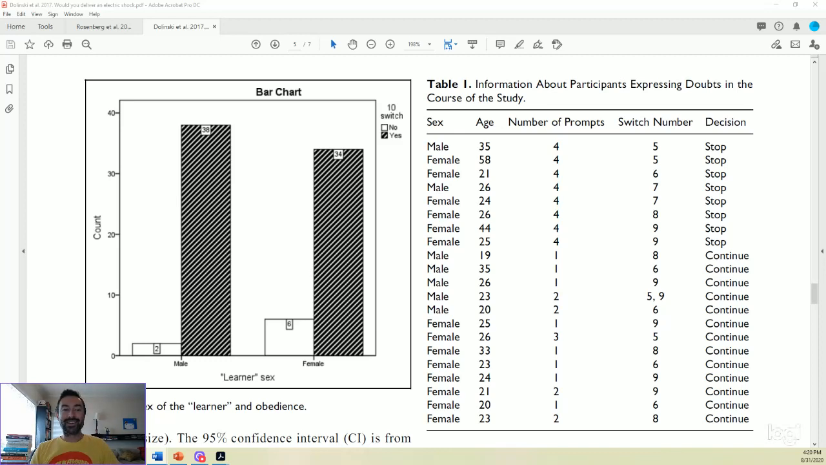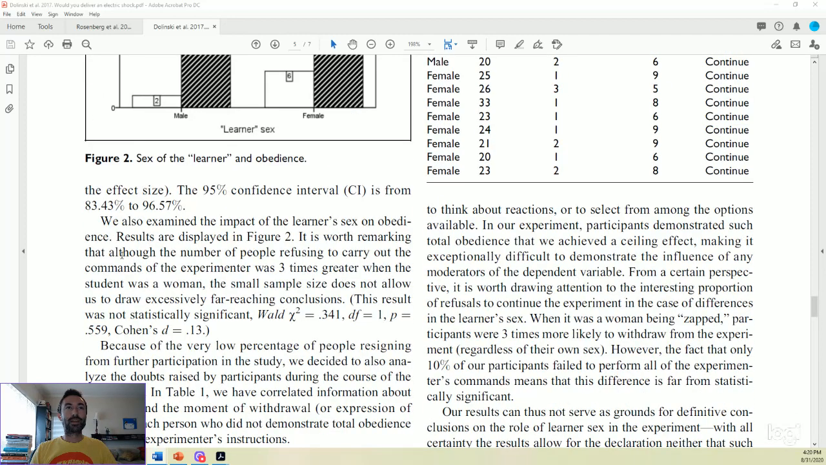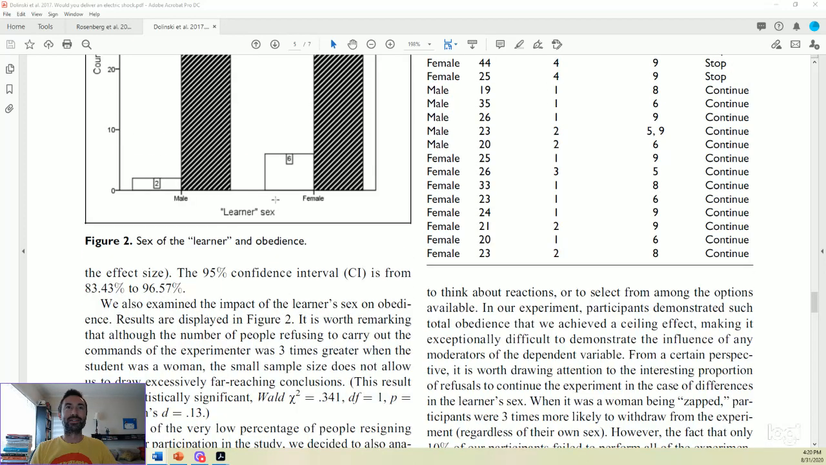They said that it is worth remarking that more people stopped the experiments when the learner was a woman, but the small sample size doesn't allow them to really draw any conclusions. I mean, 6 and 2 out of a sample of 80, yeah, it's a tiny size, and you can't say very much about that.